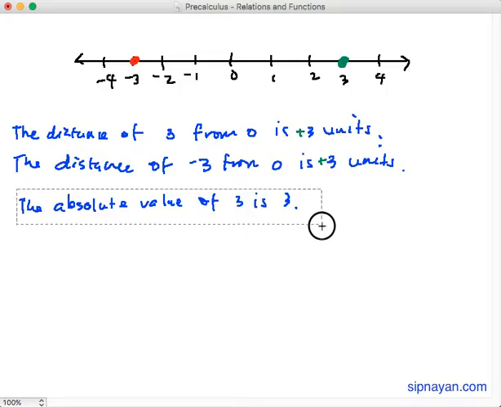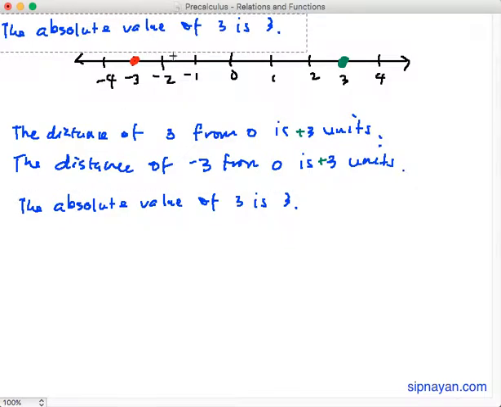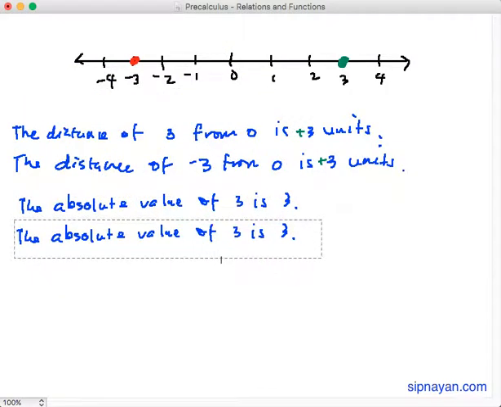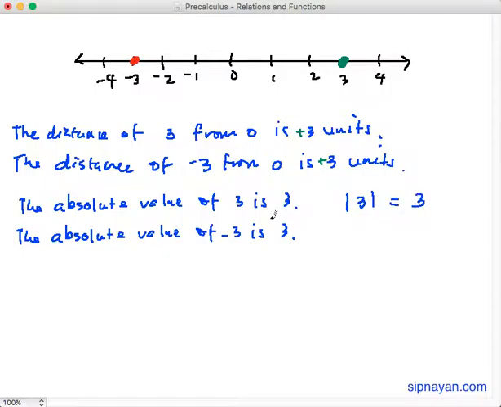And for the second sentence, pwede natin sabihin the absolute value of negative 3 is 3. Now, the term absolute value, meron tayong symbol dyan. So, absolute value 3, meron tayong bar. Vertical bars, papagitna mo yung number. So, the absolute value of 3 is equal to 3. And the absolute value of negative 3 is also equal to 3.